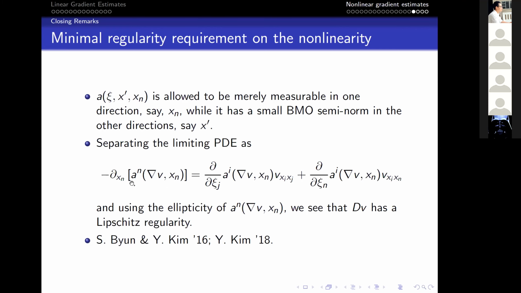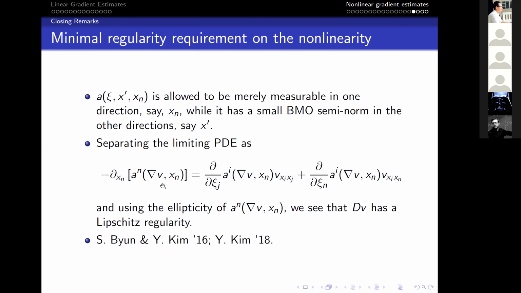And then, since this one has an elliptic property, we can separate this term, the gradient of v in the normal direction, to see that this gradient of v has a Lipschitz regularity. So in this way, we can prove that the limiting PDE has Lipschitz regularity, even in the case that it is allowed to be measurable in one direction. Still, this has Lipschitz regularity.